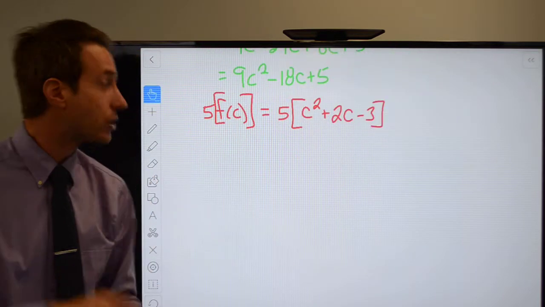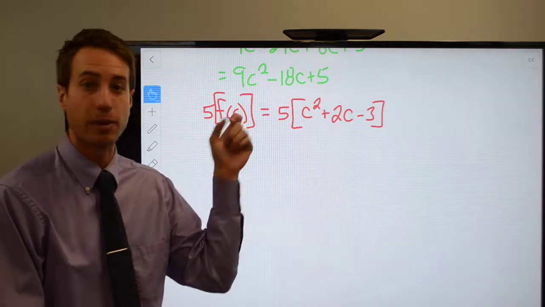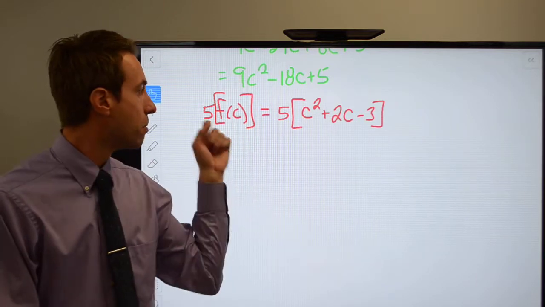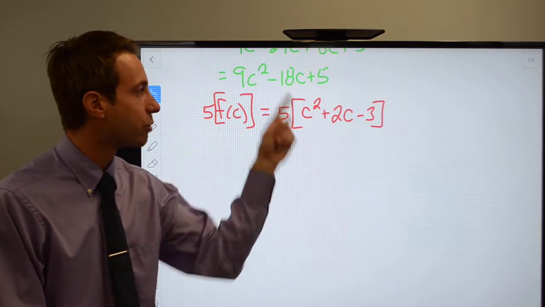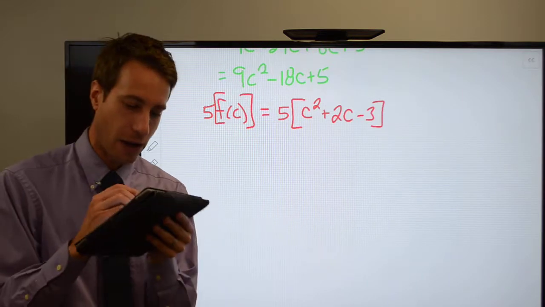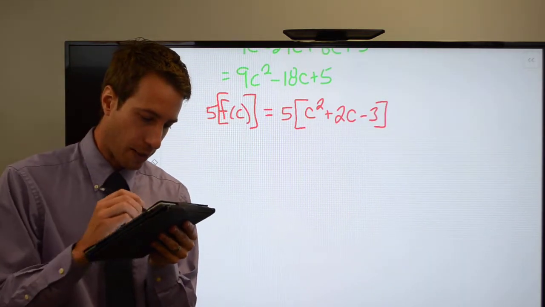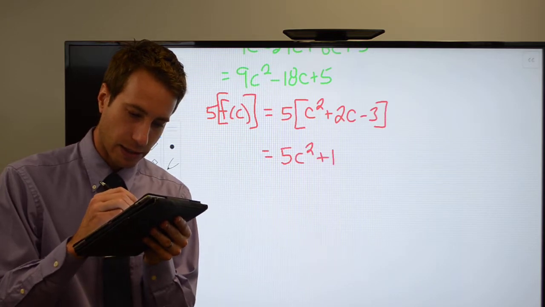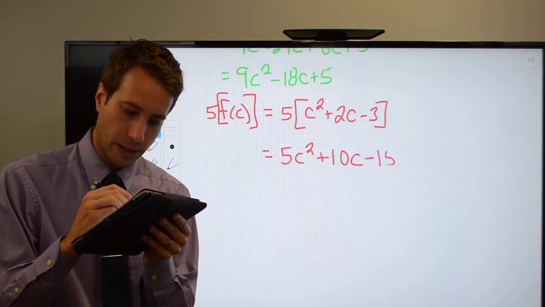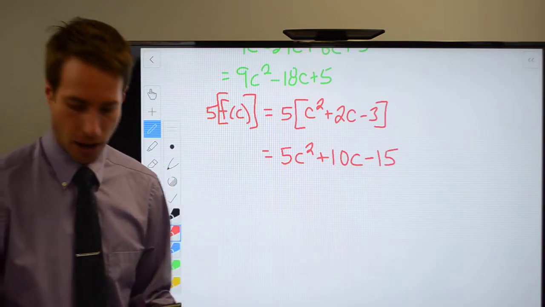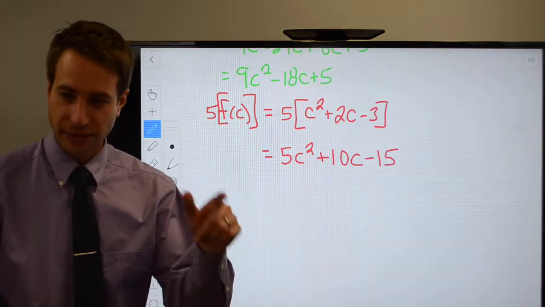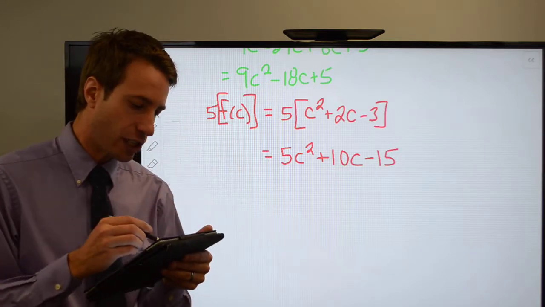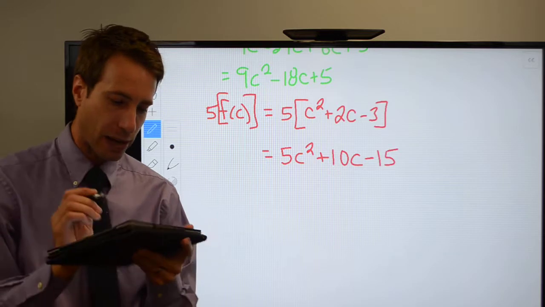What you've got then is they're asking you to first evaluate the polynomial at the domain value of c, so I just plug a c in everywhere I had an x. Then they want you to multiply that polynomial by 5, which is just as simple as distributing the 5 through the parentheses. So what I wind up with is 5c squared plus 10c minus 15. Awesome.